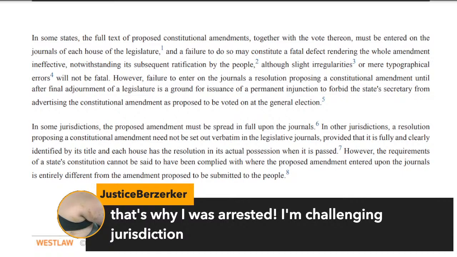Yeah, Justice Berserker, I don't want to talk about your case here, but I feel that there's a strange way they approach jurisdiction in your whole case. But I don't know enough about it to really make any opinion other than just what I feel.